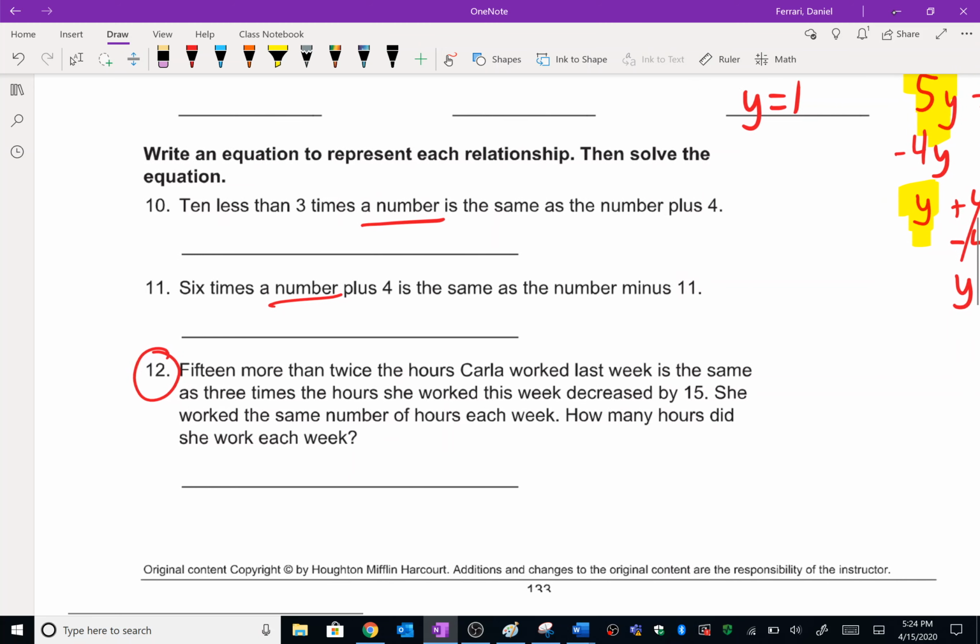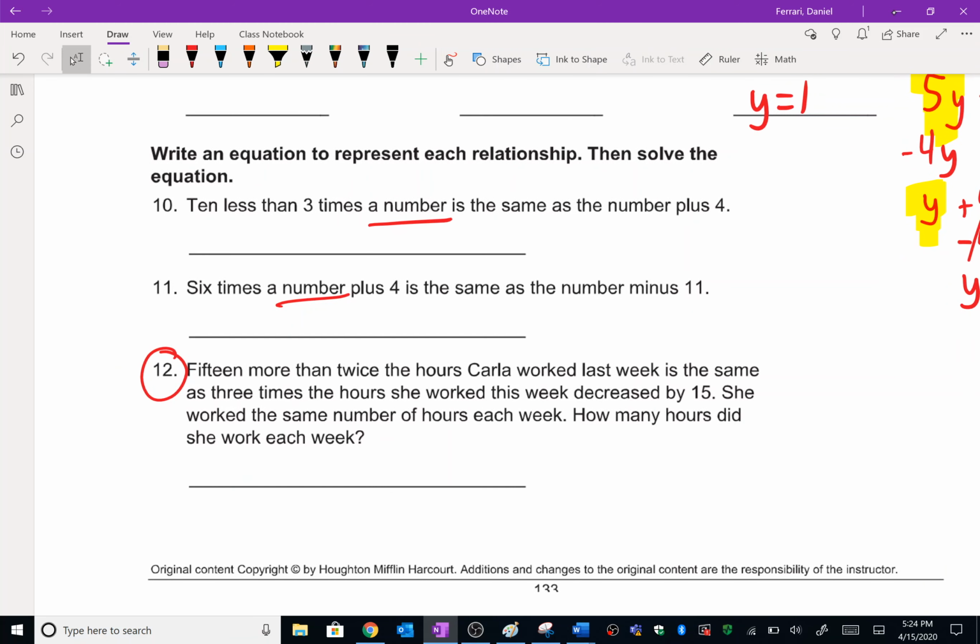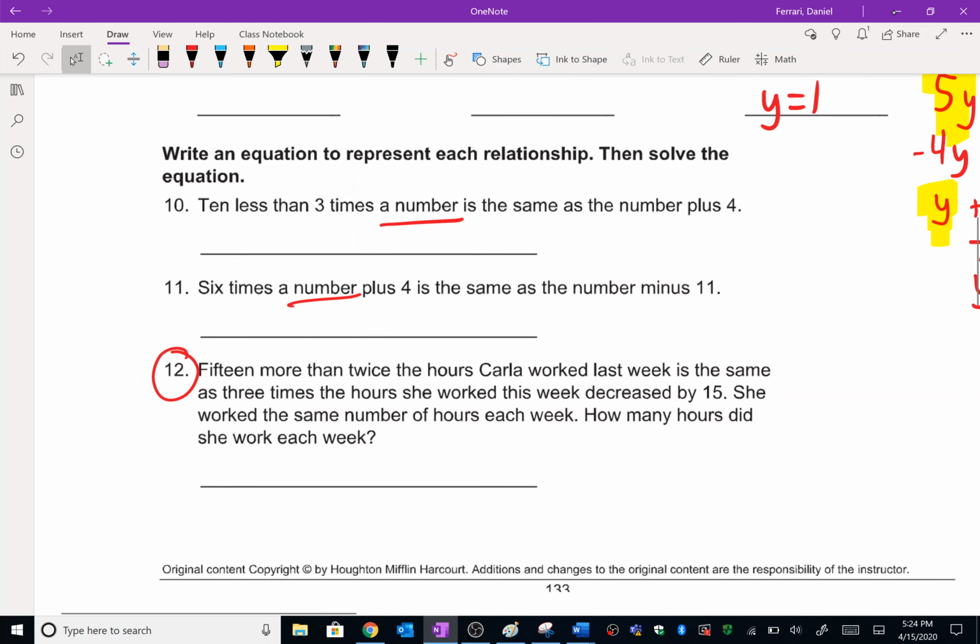Okay, so number 12, 15 more than twice the hours Carla worked last week is the same as 3 times the hours she worked this week, decreased by 15. She worked the same number of hours each week. How many hours did she work each week? So we need to figure out what is the number of hours she worked each week. And it's important they told us that she worked the same number of hours each week. Okay? And you can probably figure out why that's important.